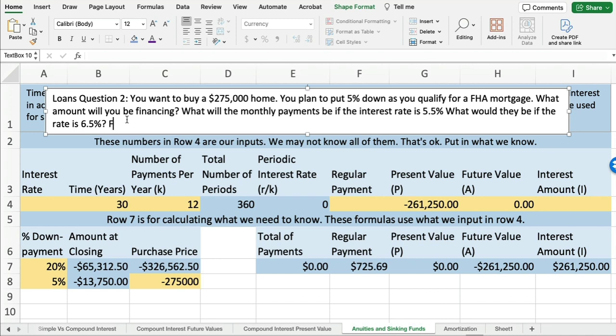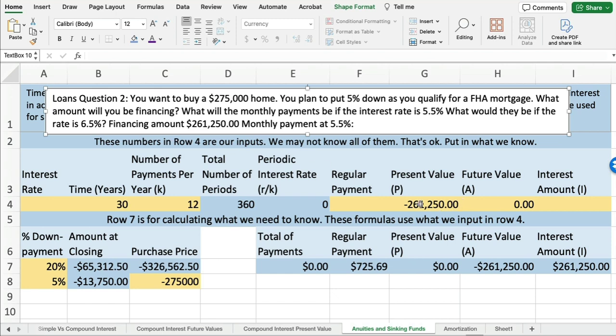Well, I can't type. Financing amount is 261,250.00. So let's figure out the monthly payment at 5.5%.